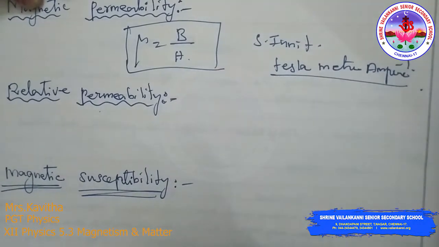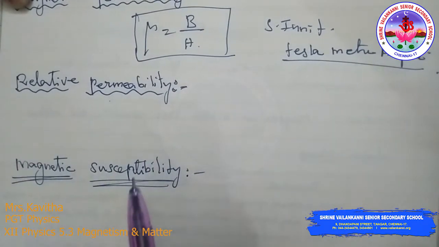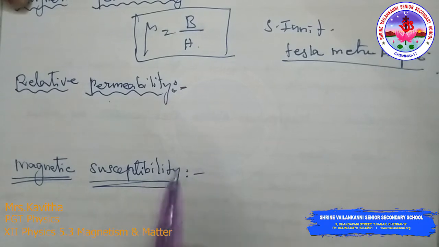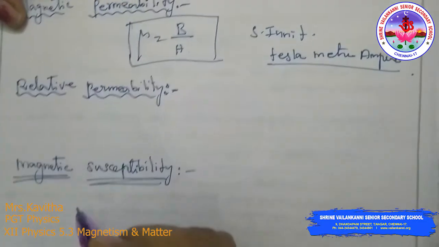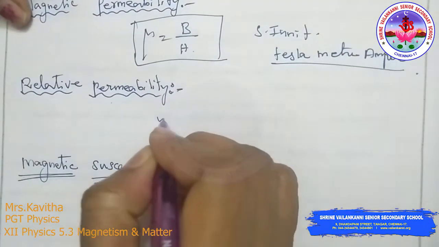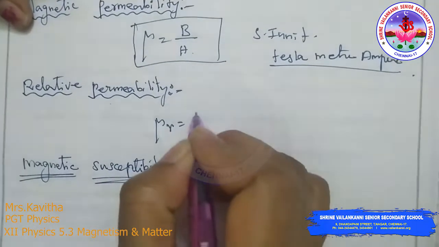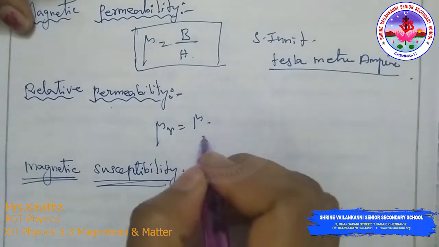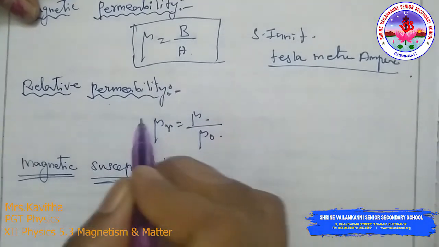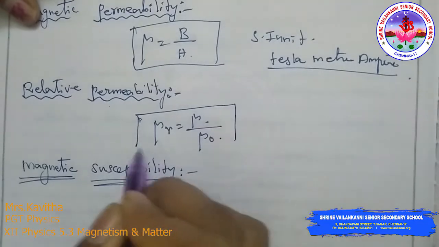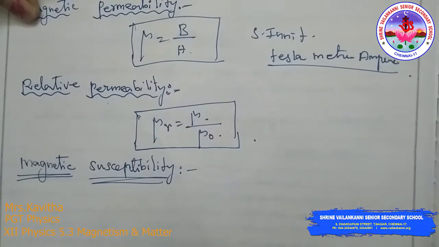Now, relative permeability is the ratio between the permeability of the medium and the permeability of free space. Mu r, the relative permeability, is equal to mu of the medium by mu naught, the permeability of free space.